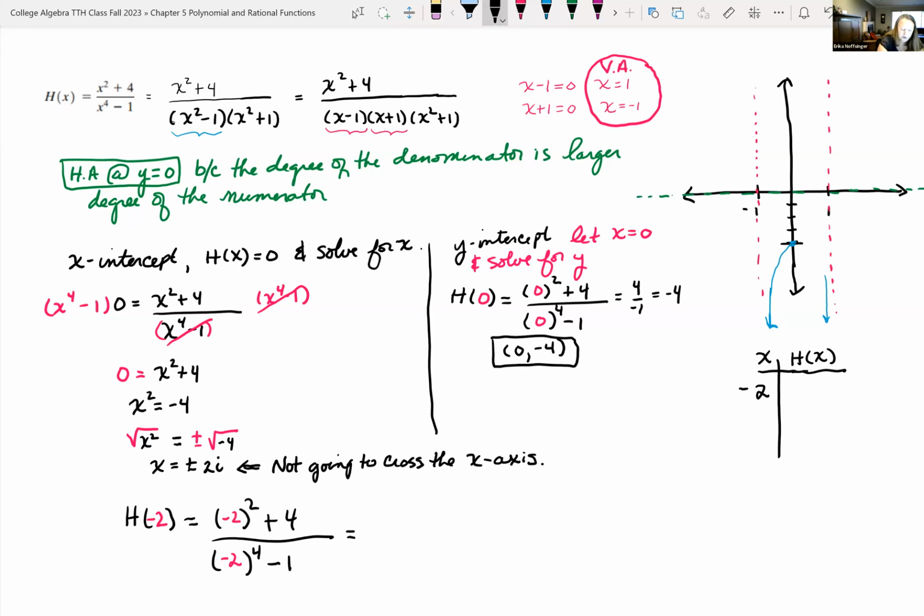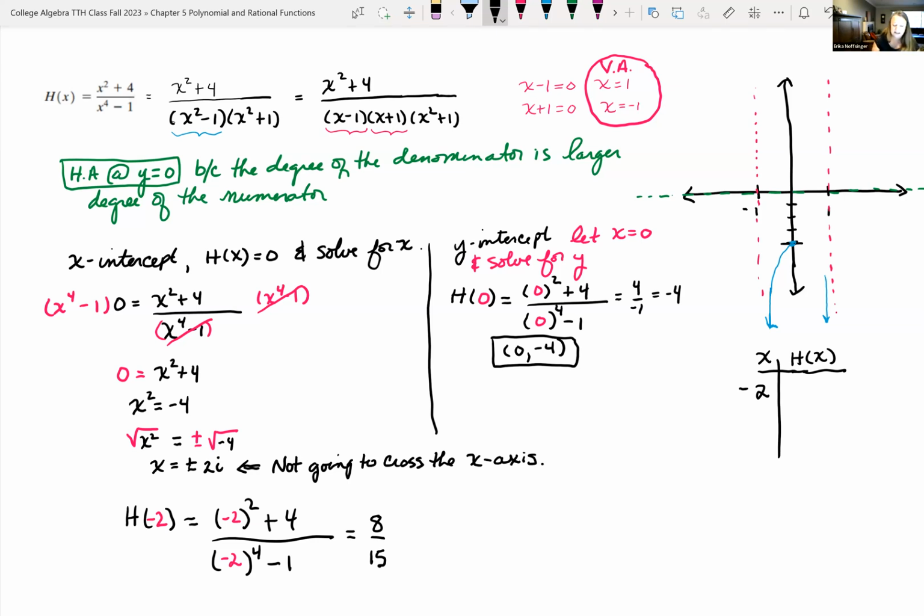So -2 quantity squared is 4, and 4 plus 4 gives me 8 in the numerator. Down in the denominator, I have -2 to the 4th. So -2 times -2 is 4, times -2 is -8, times -2 is positive 16. So -2 to the 4th is positive 16 minus our 1 gives us 15.